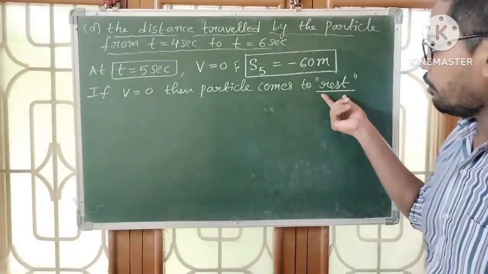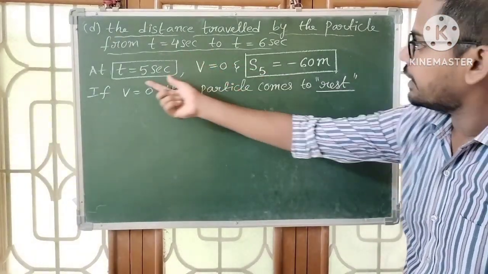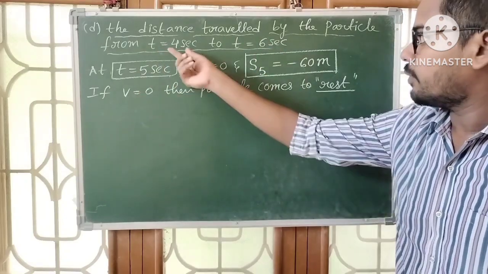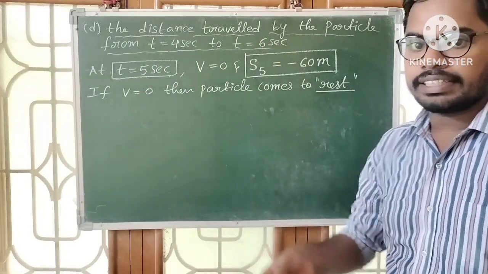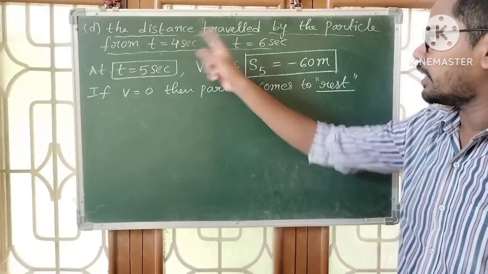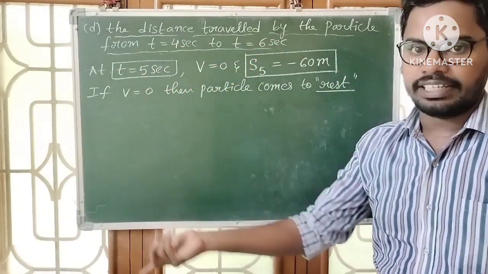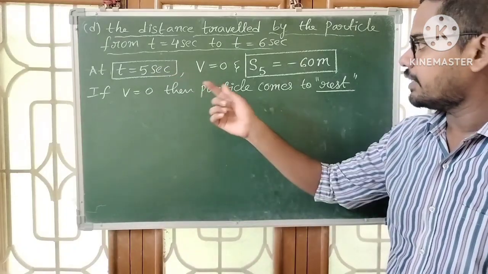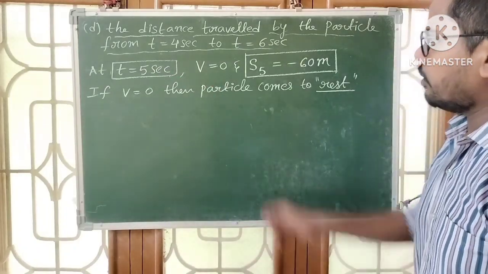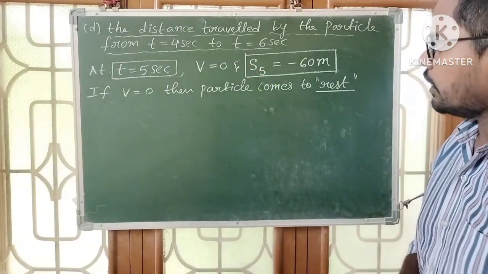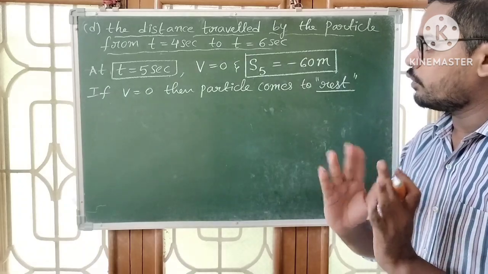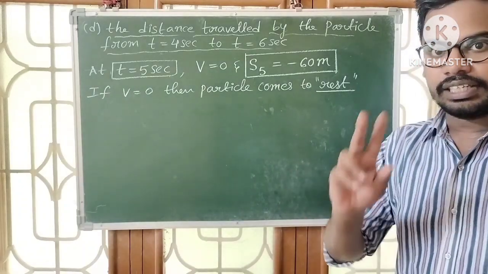Okay, so remember here t is equal to 5. So this 5 lies between 4 and 6. So in between 4 seconds and 6 seconds, the particle comes to rest. At t is equal to 5 seconds, the particle comes to rest. It is not moving. So now we have to find the total distance covered by the particle from t is equal to 4 seconds to t is equal to 6 seconds in two parts.